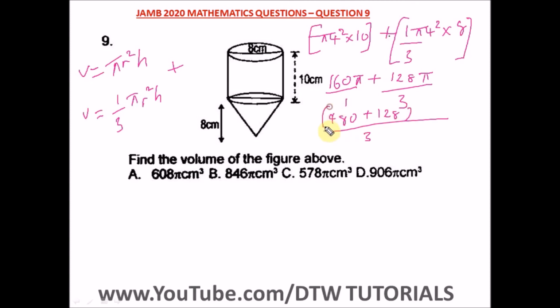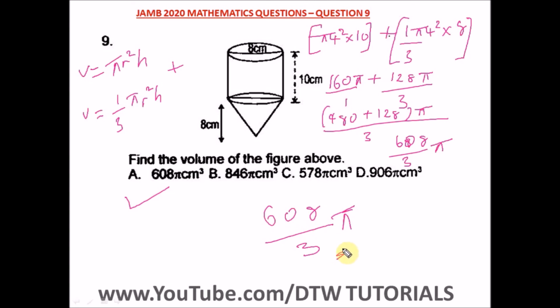Don't forget that they are all in what? Pi. So if I add this 480 plus 128, I'm left with 608 over 3 what? Pi. So our answer is 608 all over 3 what? Pi. Eventually our answer is not in the options.